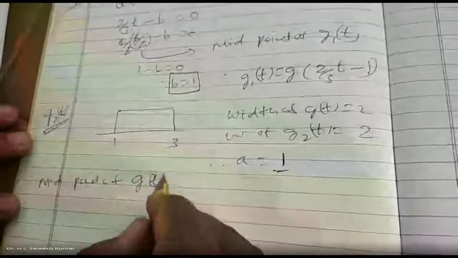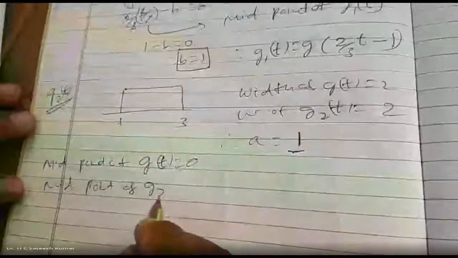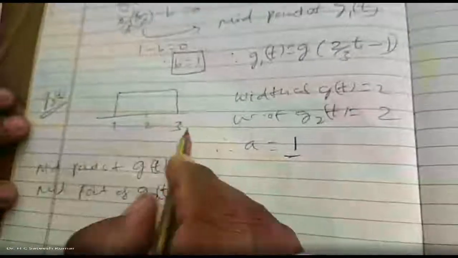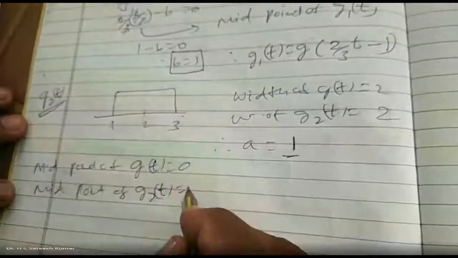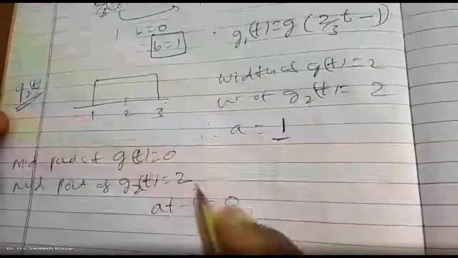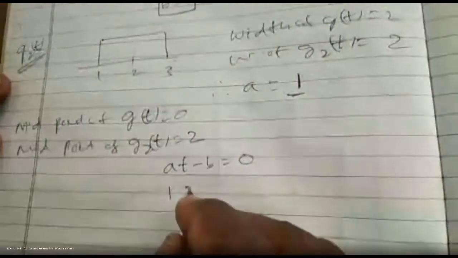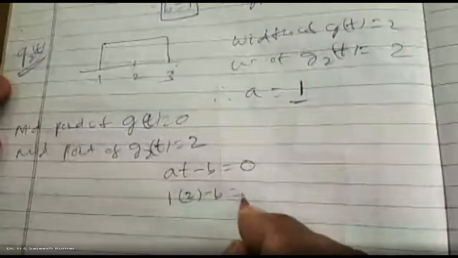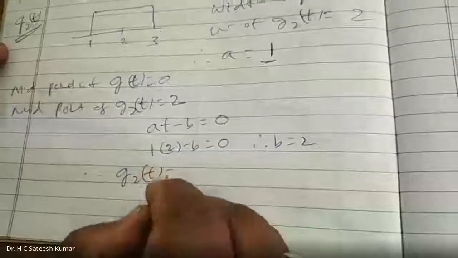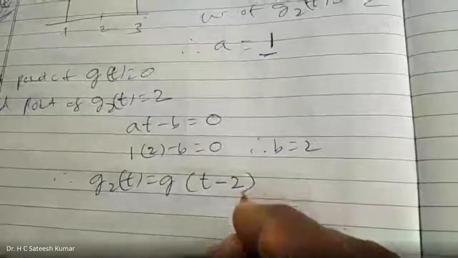Midpoint of G of t is 0. Midpoint of G2 of t is between 1 and 3: 1, 2, 3. So the midpoint is 2. Therefore, A t minus B is equal to 0. That is the midpoint. A is 1, and the midpoint is 2, minus B is equal to 0. Therefore, B is equal to 2. Therefore, G2 of t is nothing but G of 1 times t minus 2.